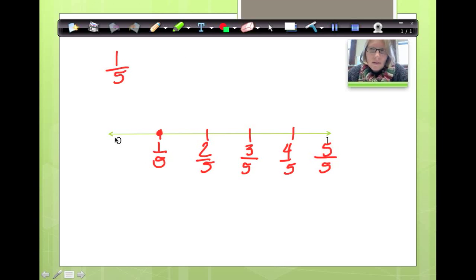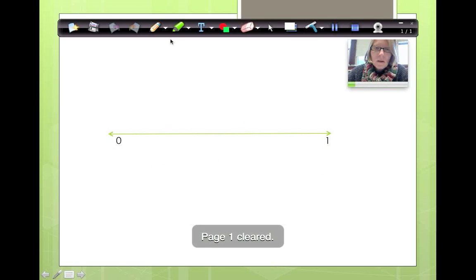Now what is this? 0? How many fifths is 0? 0 would be 0/5, right? We hadn't done that before, but I want to start doing that today. Okay, I want to do one more, just to make sure you can do this.